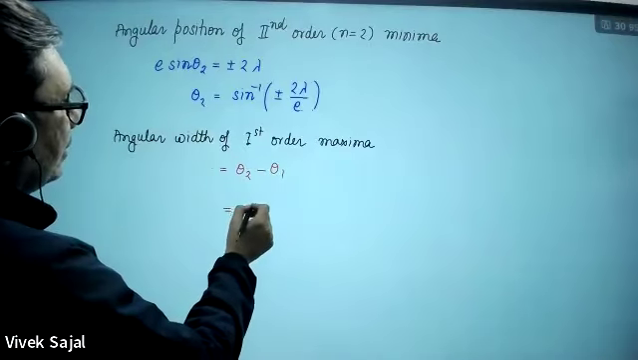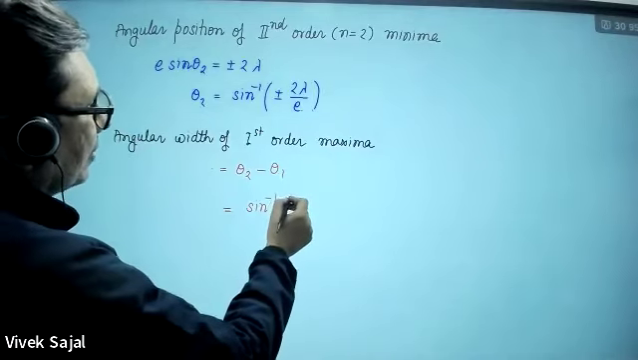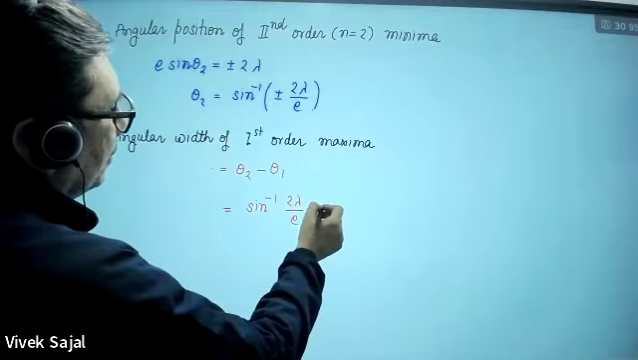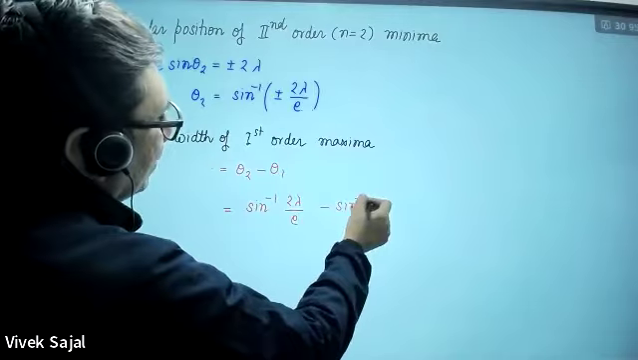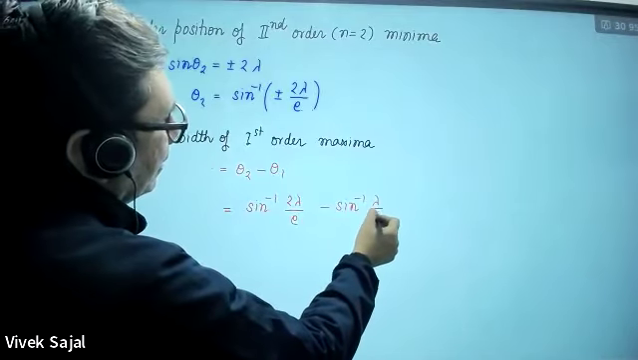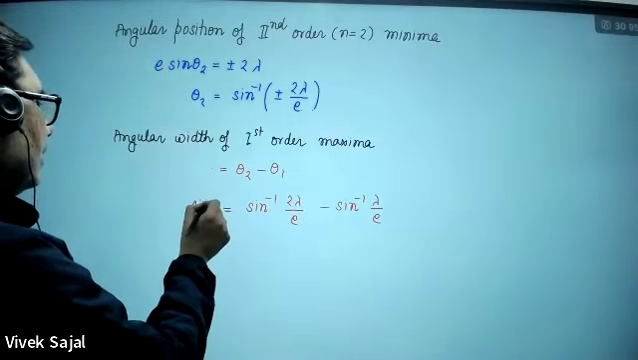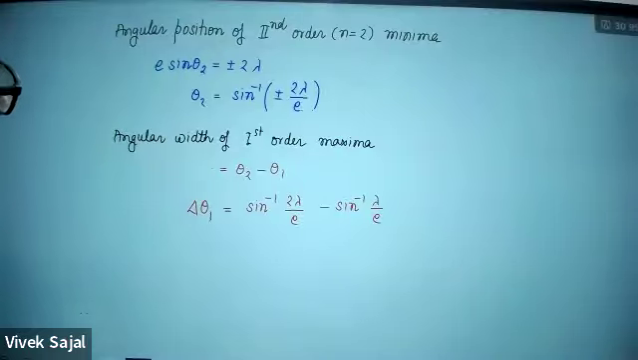So I just write sine inverse of 2 lambda upon a minus sine inverse of lambda upon a. I'm not writing plus minus both, only one. On the other side also this will be the width. So I'm writing delta theta 1. This is delta theta 1.